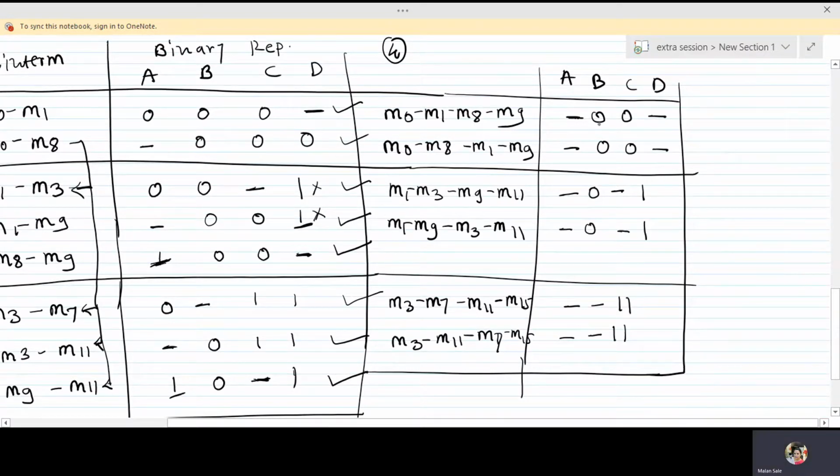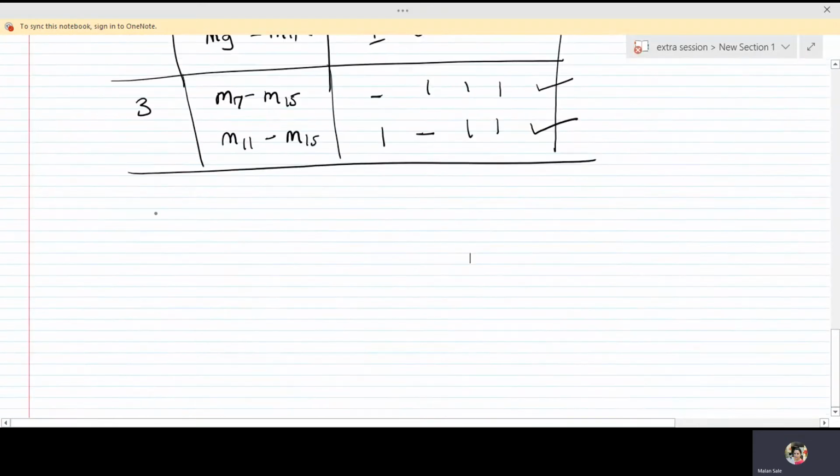This is A, B, C and D. Now this 0, 0 is representing B bar, C bar. The group number 1 represents B bar and D. Group number 3 represents C and D. Now my prime implicants in the function are, first one, B bar C bar plus B bar D plus CD. Now my next step.